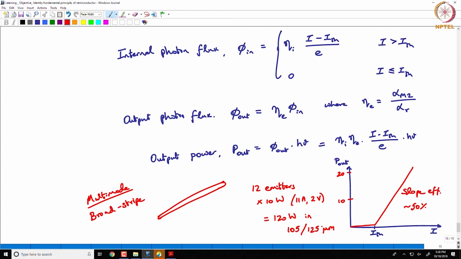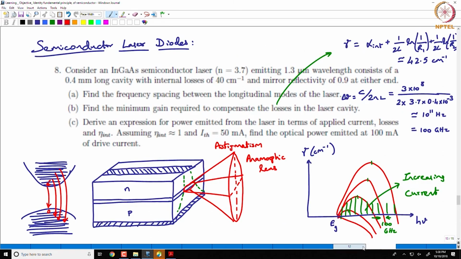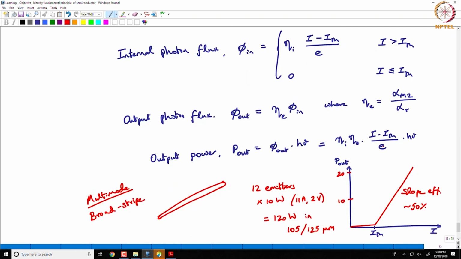Okay. So, did I answer all these questions? Well, the last part, assuming eta int equal to 1, I threshold 50 milliamps, find the optical power emitted at 100 milliamps. I suppose that is once again just substituting the corresponding values, and then you get the output power. The only thing you have to calculate is eta E, which you can calculate as alpha m2 over alpha r, then you get the output power. So, let me stop at that point.